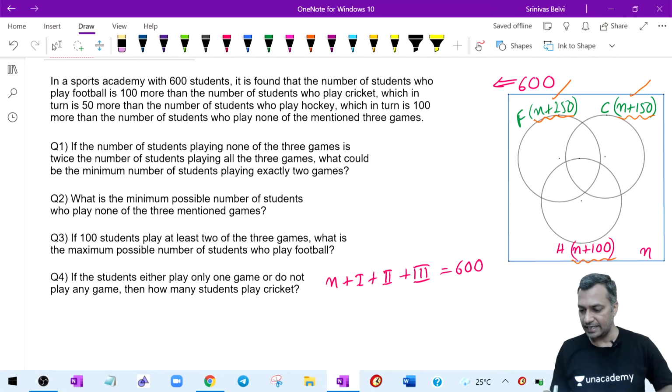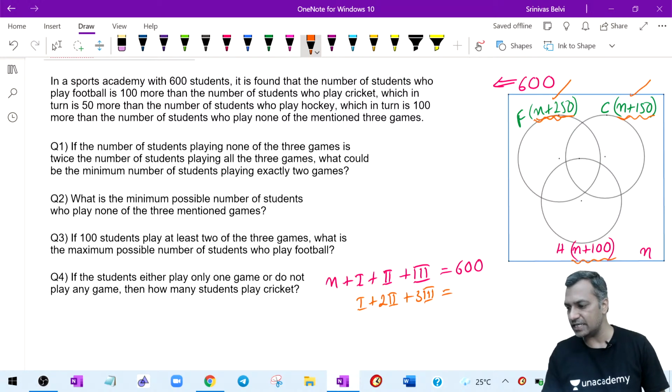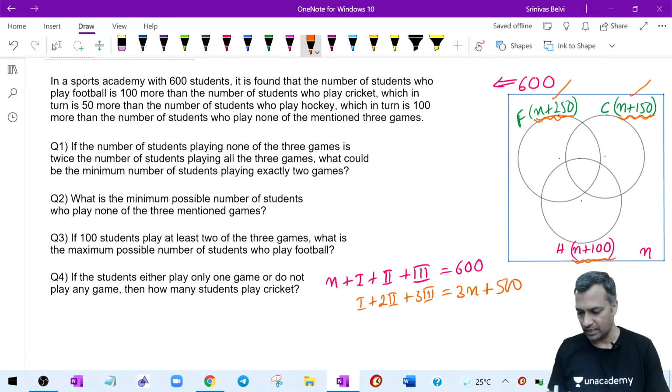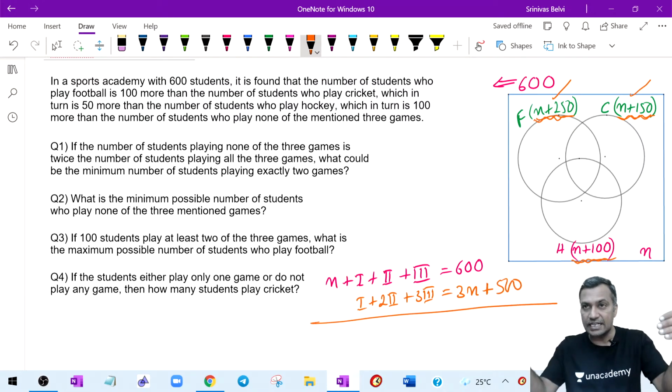What do I get? I get this from the zonal theorem: 1 time of region 1, 2 times of region 2 plus 3 times of region 3. Got it? This would be equal to what? N plus 250, N plus 150, N plus 100. Therefore, it would be equal to 3N plus 250 plus 150, 400 plus 100, which is nothing but 500. You have these two equations. Now you can derive a support.